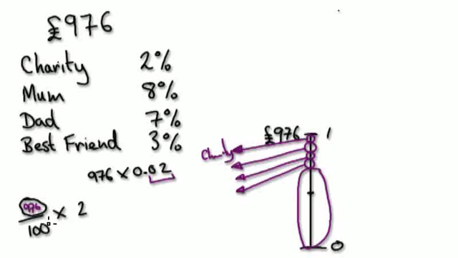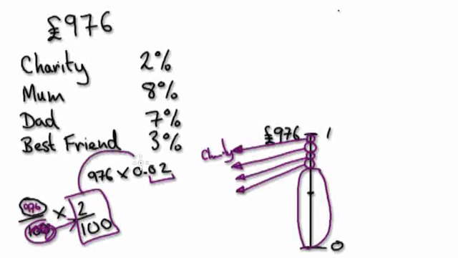So you would normally do this, but we would move this across here. We normally perform this bit inside our heads. So this bit here is actually 0.02, and then you would times by the original. Anyway, if you want to know how much goes to charity, punch into your calculator 976 times 0.02. That will represent how much will go to charity.